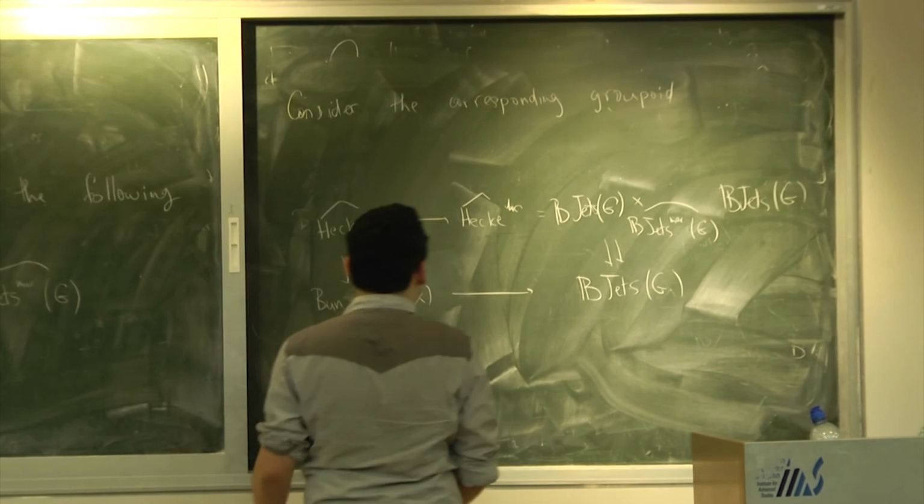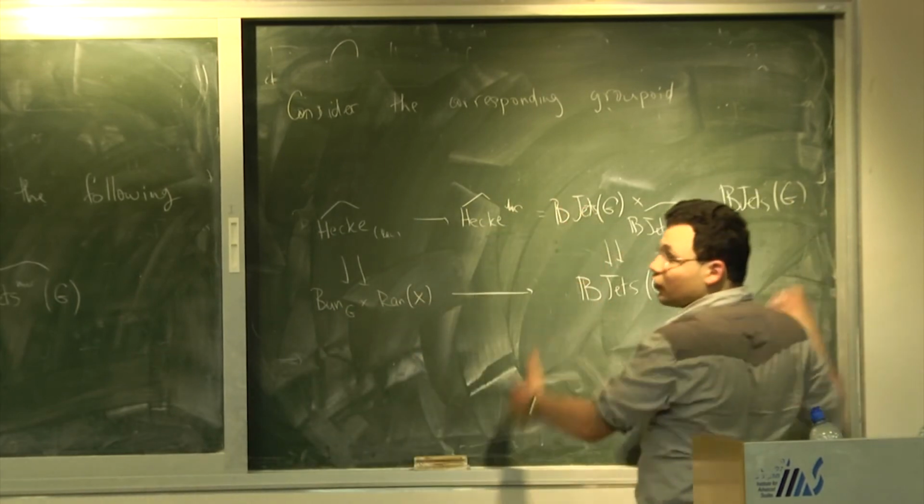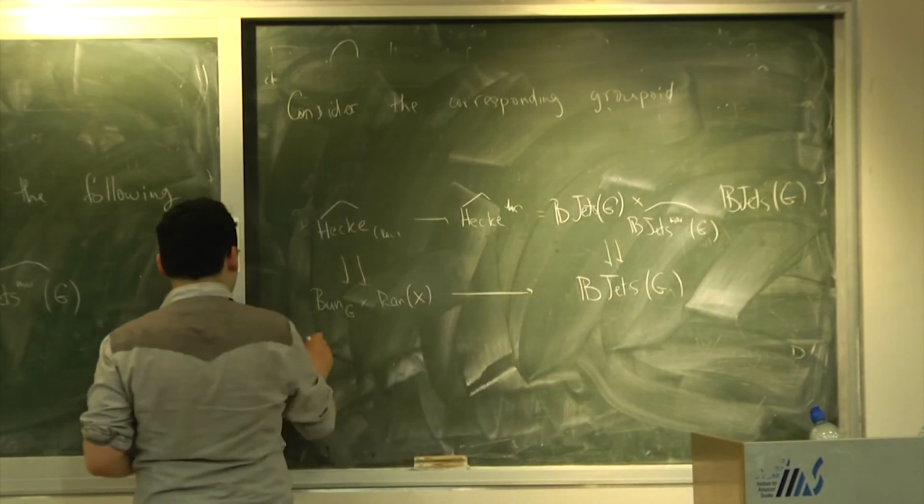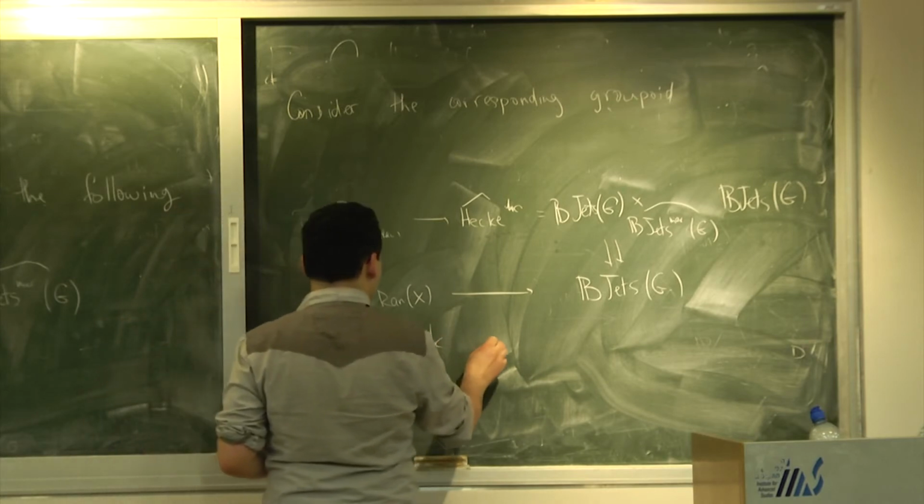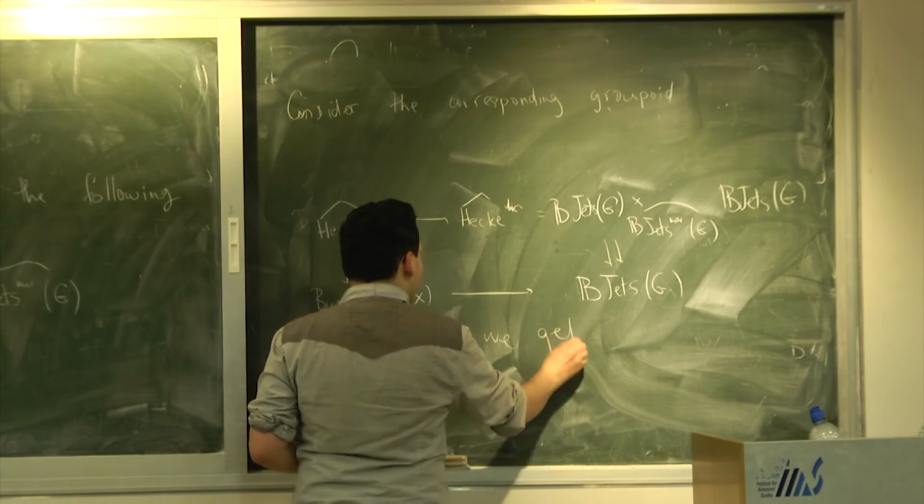So just pulling back, we can start with sheaves here and pull back to here. So pulling back, we get a functor.